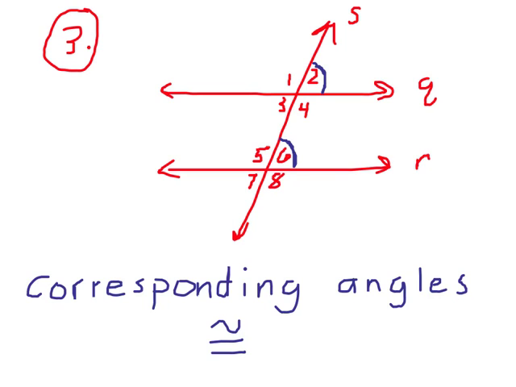So it's good to know. Therefore, if angle 2 is 45 degrees, that means angle 6 is also 45 degrees. Corresponding angles are congruent, as I indicated right here with that symbol. Now, those aren't the only corresponding angles. Corresponding just means they're in the same position on the same side of the transversal. This is the transversal right here.